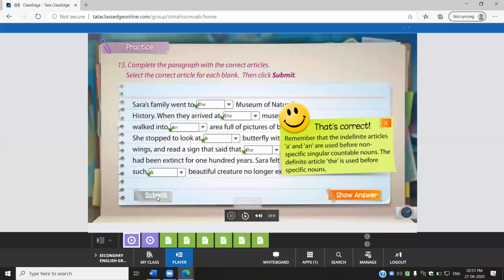That's correct. Remember that the indefinite articles a and an are used before non-specific, singular countable nouns. The definite article the is used before specific nouns.